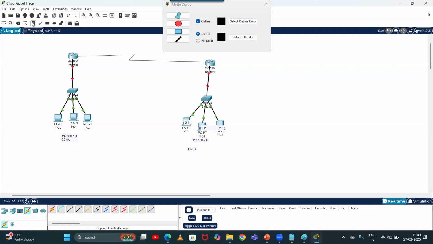Can they communicate with each other now? I think so, ma'am. I could be wrong. They cannot communicate with each other. Why? Can anyone tell? Still these devices cannot communicate with each other. Can anyone guess? Wrong also, no problem. Just answer.